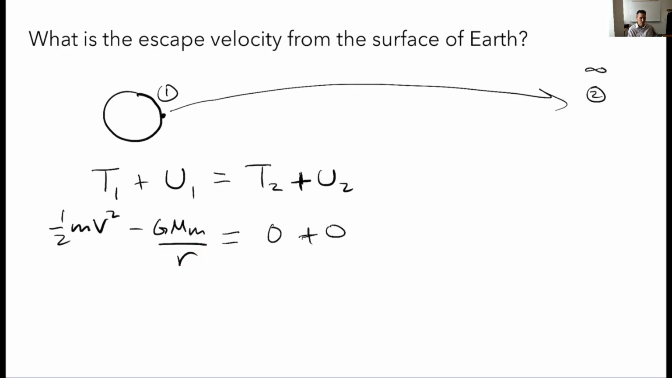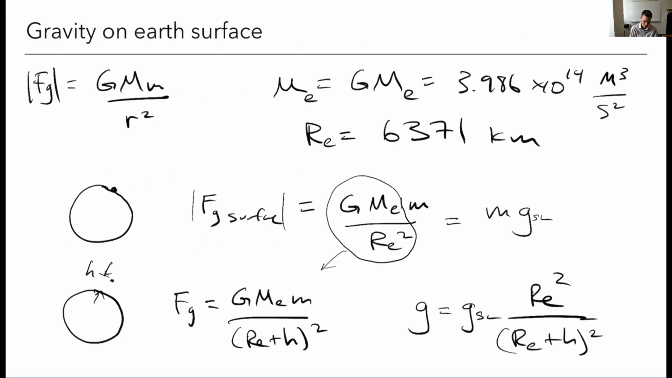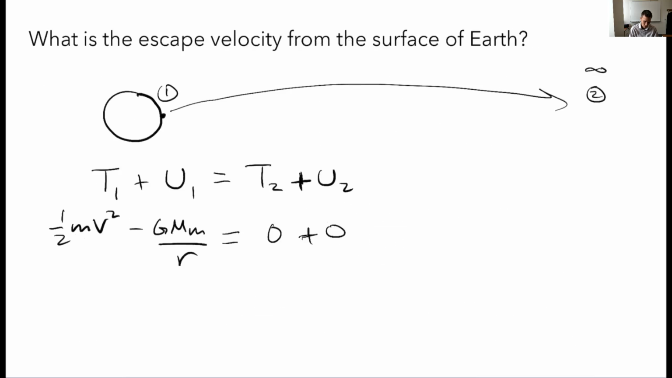Okay, so I can solve this for V. I'm going to bring this term over to this side, solve for V, and I get that V escape equals the square root of 2 times G times M over R. Notice that the mass of the object I threw canceled out. It doesn't depend on that. It only depends on the universal gravitational constant, the mass of the body I'm trying to escape, and how far away I am from that body.